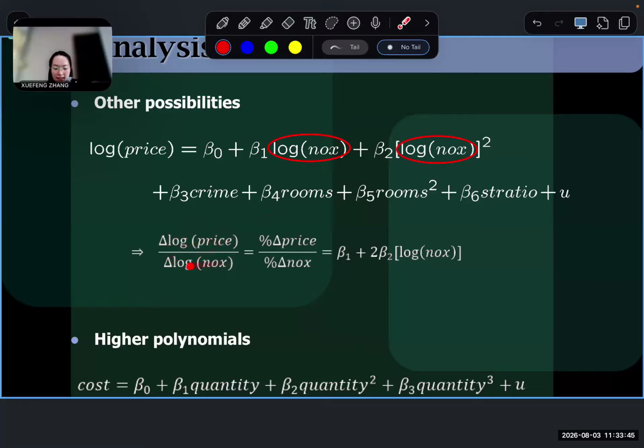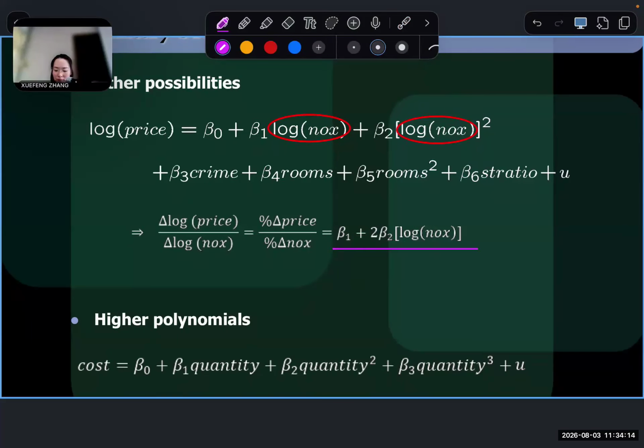Okay, so here, let's take the derivative, delta log price over delta log NOX. So beta 1 here, and then 2 beta 2 times log NOX. But here is log, right? So this is the first order condition. What does it mean here? It means elasticity that changes with the level of logs, okay? I'm going to use epsilon to represent the elasticity.